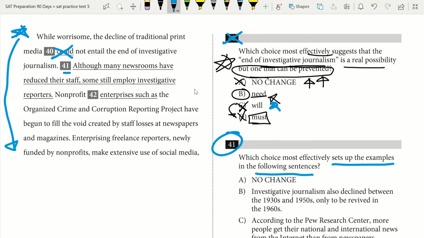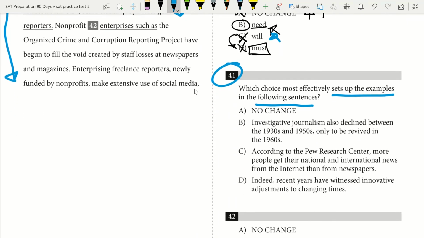At this point it asks us to set up examples in the following sentences. So in order to know what sentence 41 should be, I have to know what my examples are going to be. So I have to skip down. I'm not even going to read sentence 41 yet because I don't know what it should say because I have to know these examples first. So if you're asked which choice is going to effectively set up the examples in the following sentences, go ahead and skip that sentence and go down to those examples and read those first, because you're just wasting time if you read 41 because you're probably going to end up changing it.